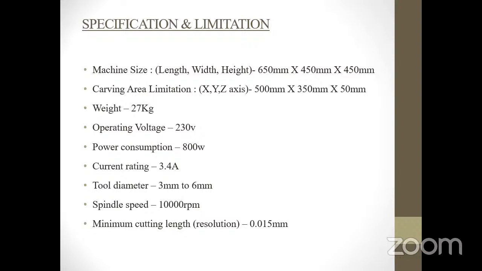The total machine weight is 27 kilograms, the operating voltage is 230 volts, and the power consumption is 800 watts with the spindle motor, and the rated current is 3.4 amperes. You can use a 3 to 6 millimeter tool bit, and the resolution is 0.015 millimeters.